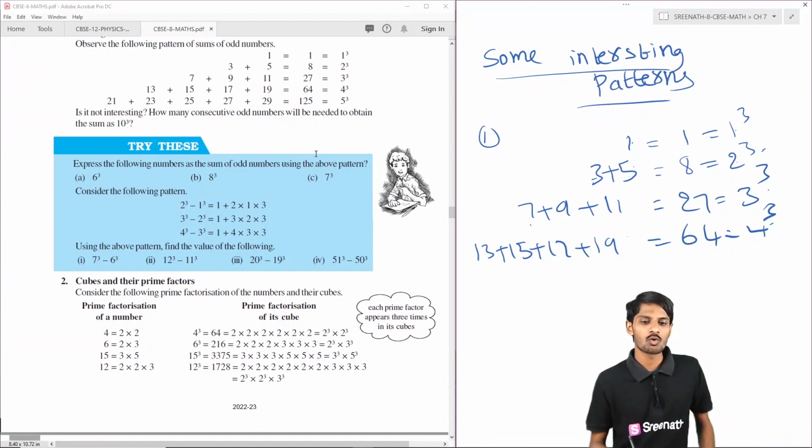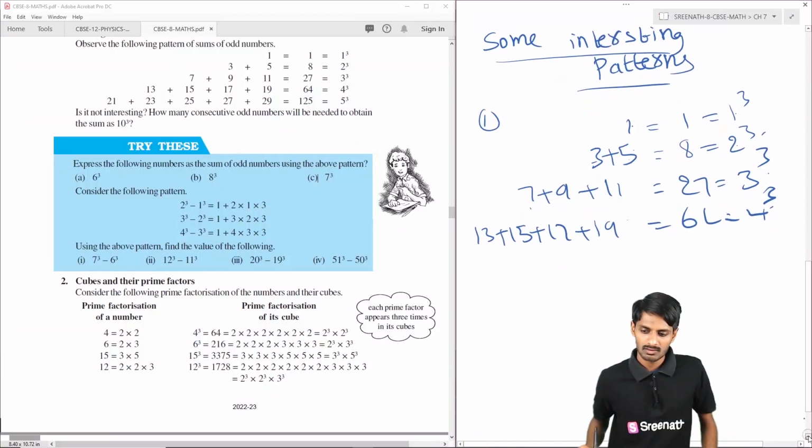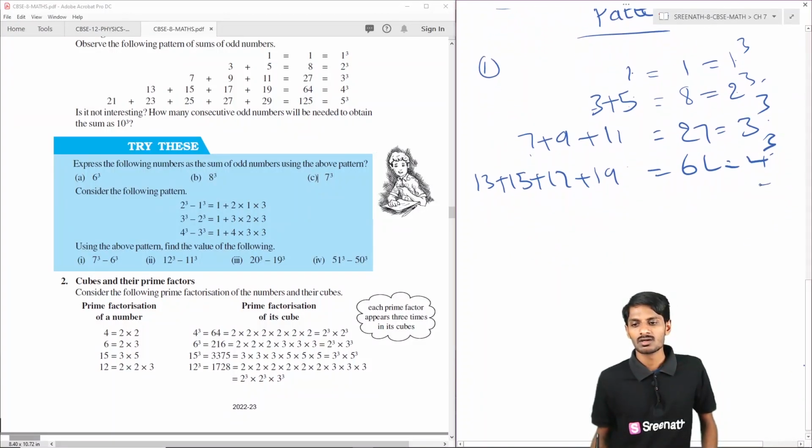So using the above pattern, can you express these things? If you go beyond, for 6 cube, what do we have to add? Just extend it for 5 cube. How will you get 5 cube? 5 cube is 125.